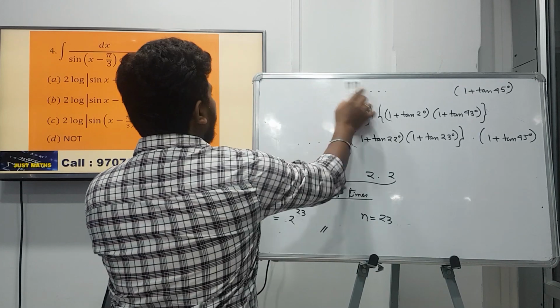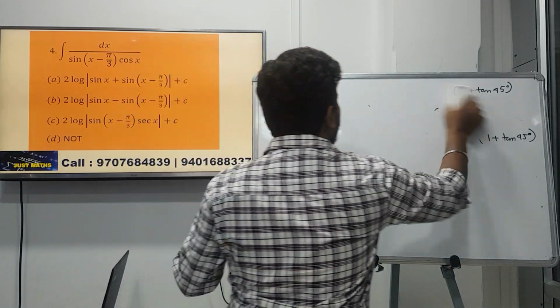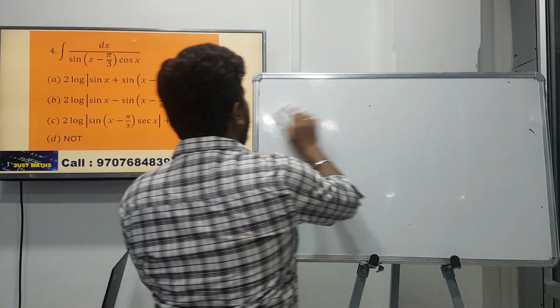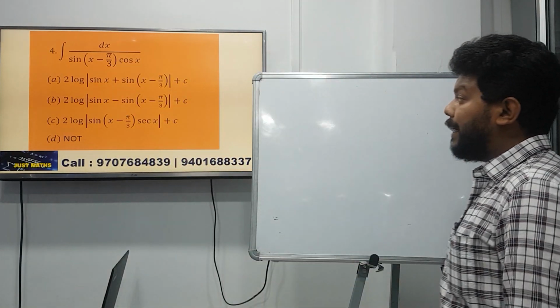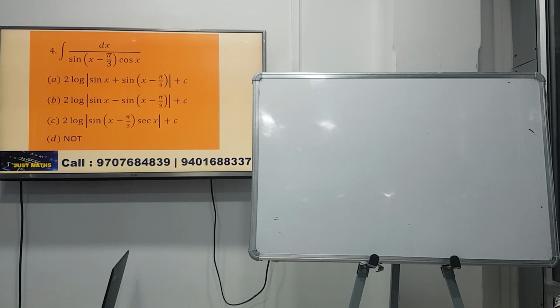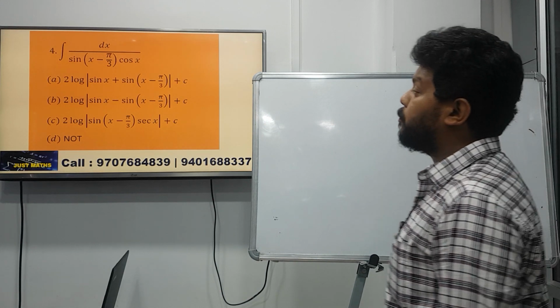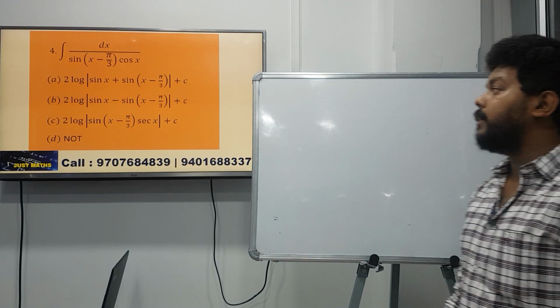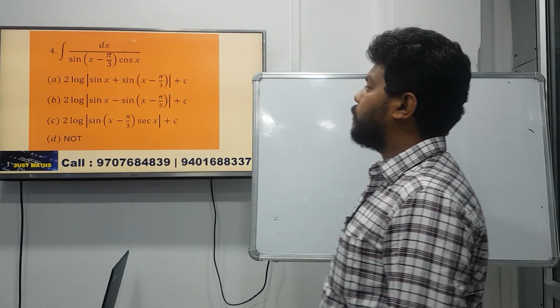Let's move on to number 4. You are given this integral. This is the indefinite integral of 1 by sine of x minus pi by 3 into cos x.